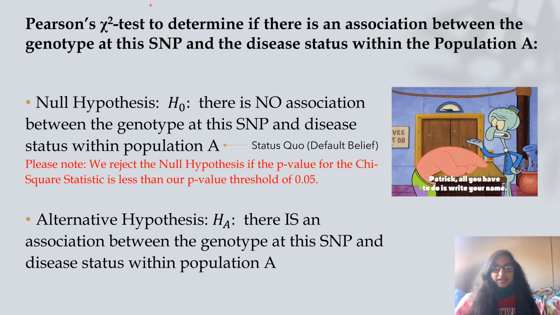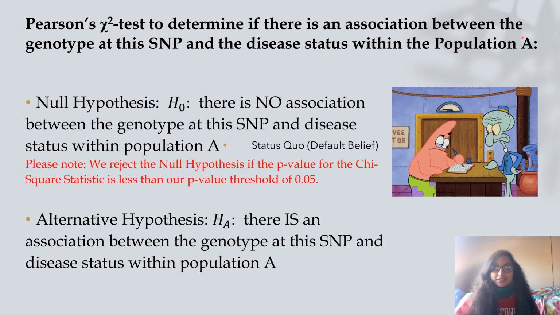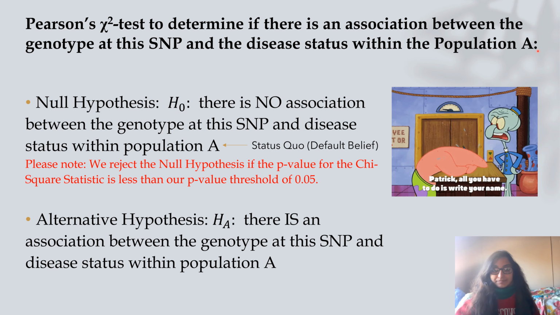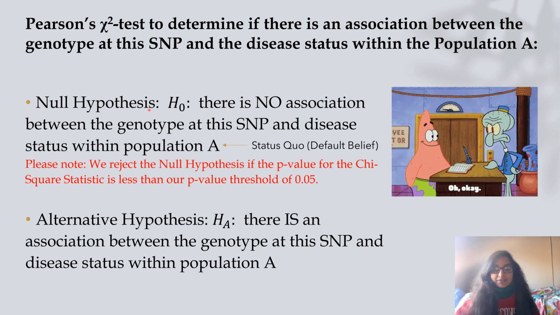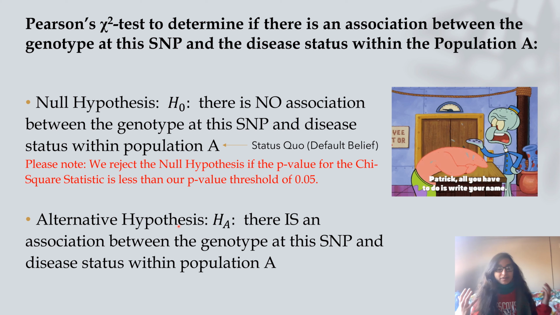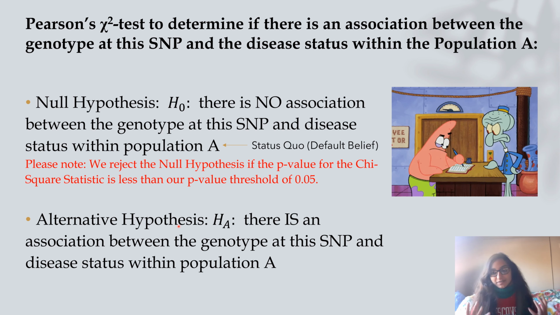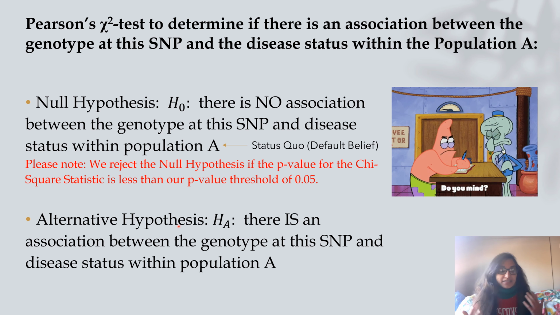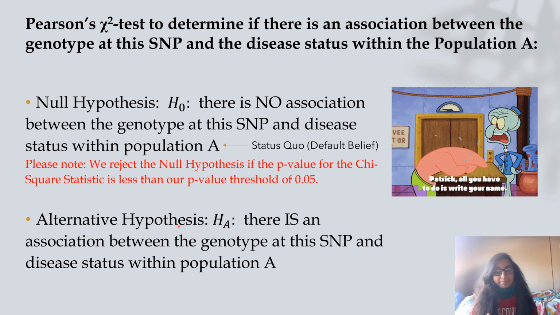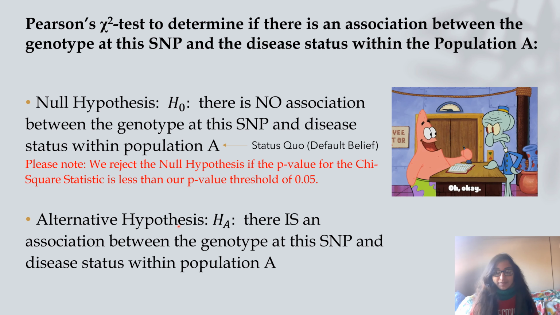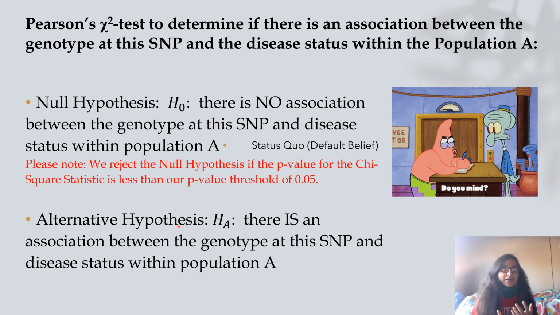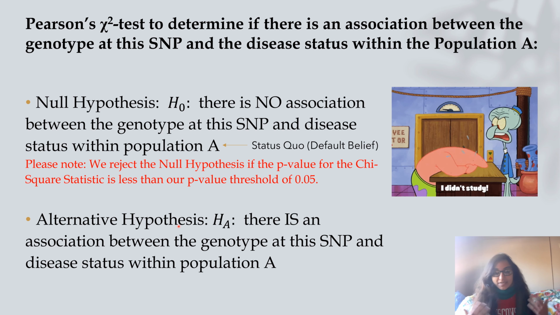So in the Pearson's chi-squared test, to determine if there is an association between the genotype of this SNP and the disease status within population A, our null hypothesis says there is no association between the genotype of this SNP and the disease status within population A. So that is our belief. We currently believe that it doesn't matter what our genotype is, whether it's a CC, a CG, or a GG. It doesn't have any association with having type 1 diabetes. We're not going to find individuals who are likelier to have it based on the genotype of that SNP. That SNP is not important. That's what our null hypothesis is saying.